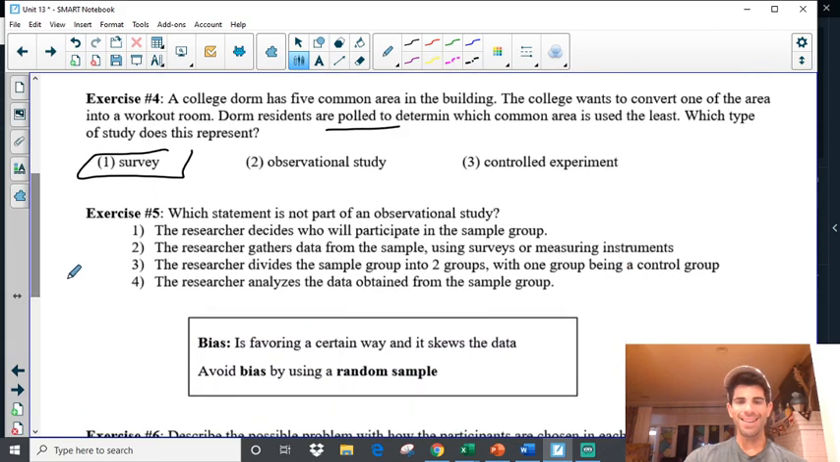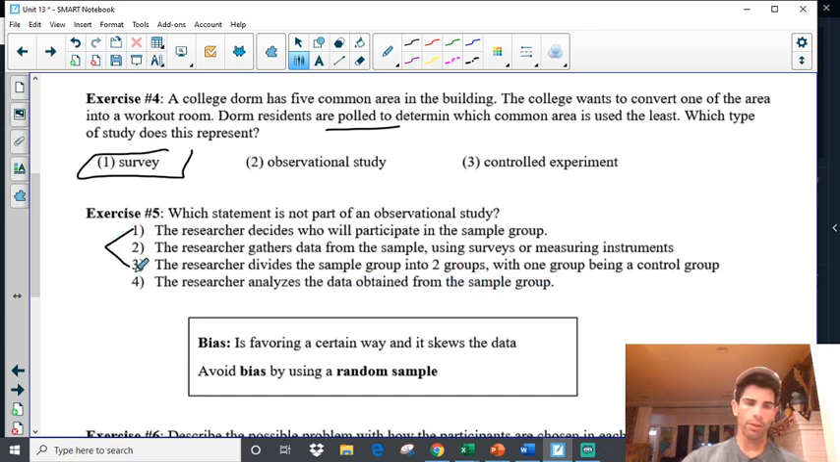Which statement is not part of an observational study? This one's a little iffy. The researcher decides who will participate in the sample group. The researcher gathers data from samples using surveys or measuring instruments. The researcher divides the sample group into 2 groups, with one being a control group, and the researcher analyzes the data obtained from the sample group.